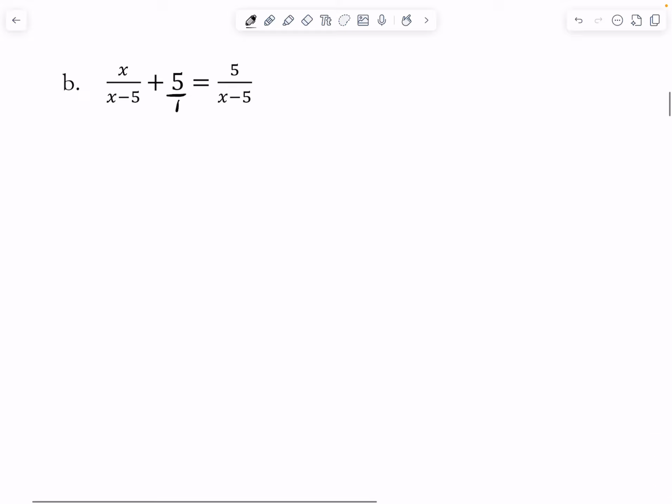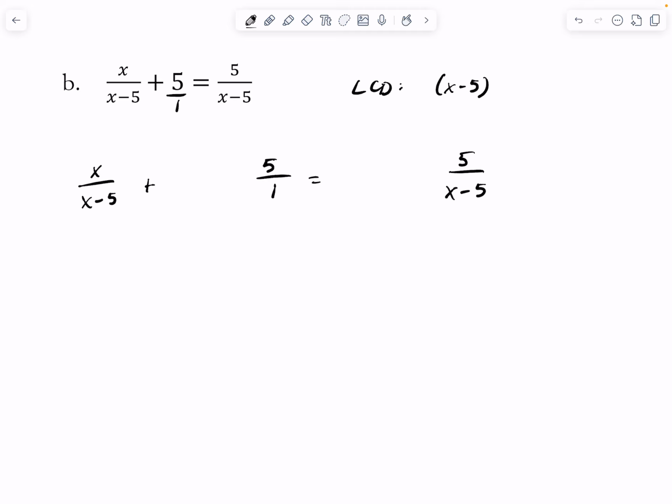I'm going to put this over 1. My LCD is going to be x minus 5. And that's the same denominator in those two, and this one's just 1. So I'm going to write x over x minus 5 plus 5 over 1 equals 5 over x minus 5. All right? I'm going to multiply by that LCD of x minus 5.